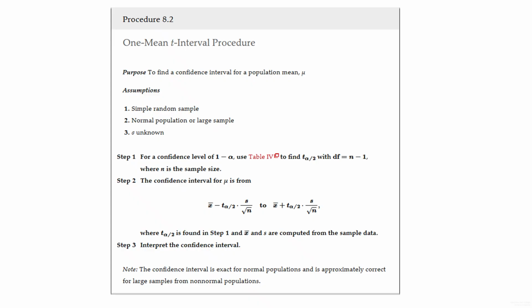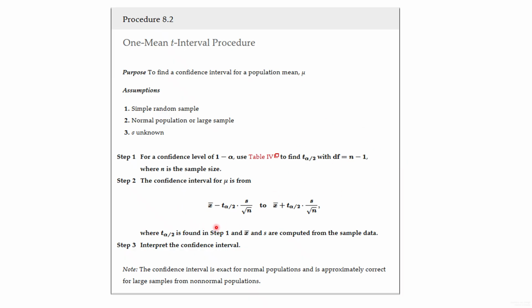All right, this is the procedure for the one-mean t-interval, and the purpose is to find a confidence interval for a population mean mu, but the checklist of items that we need has changed a little bit. Our assumptions, or our checklist, will say it's a simple random sample, it's a normal population or a large sample, so again, a QQ plot or a Shapiro-Wilk, and that the population standard deviation is unknown. Then for a confidence level of 1 minus alpha, we use the t-table now to find t alpha divided by 2 with df equals n minus 1.